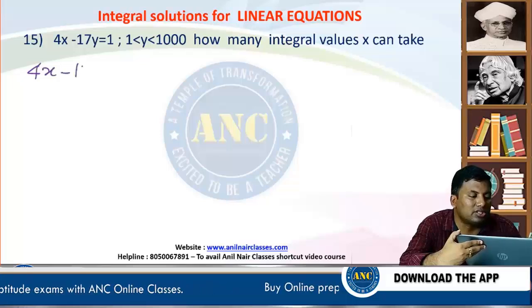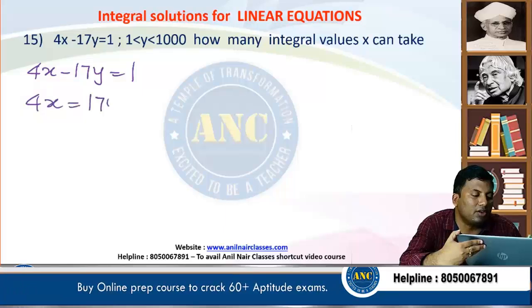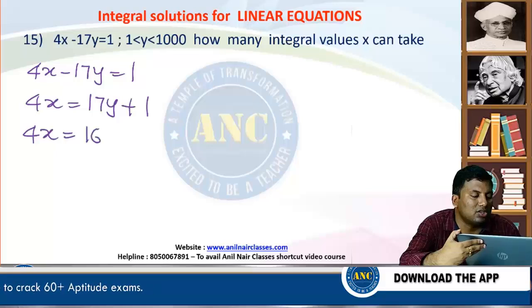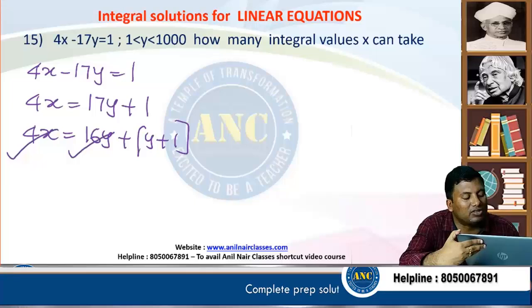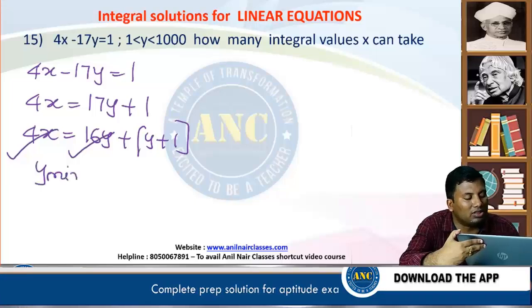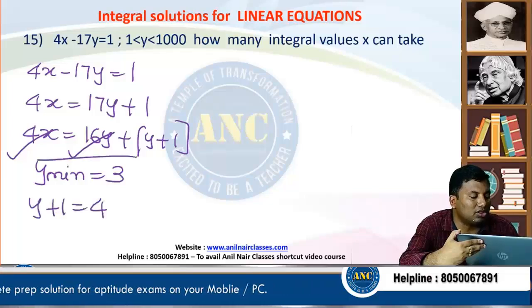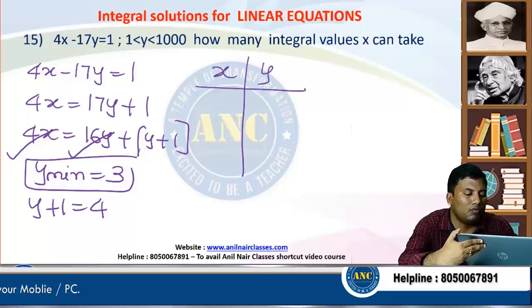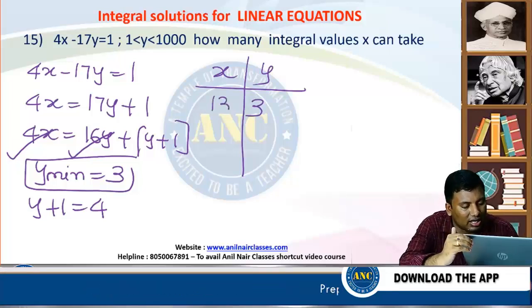4x minus 17y equals 1. 4x equals 17y plus 1. So this is nothing but 4x is 16y plus y plus 1. These are divisible by 4, so y plus 1 must be divisible by 4. Y minimum is 3 because y plus 1 is 4. If y minimum is 3, 4x minus 51 is 1. 4x is 52. X value is 13.